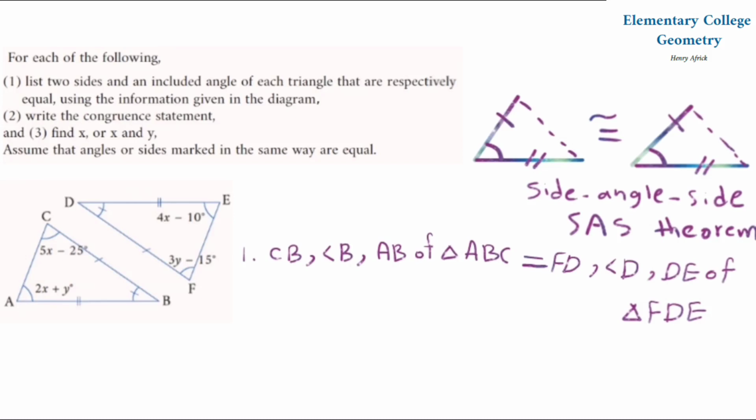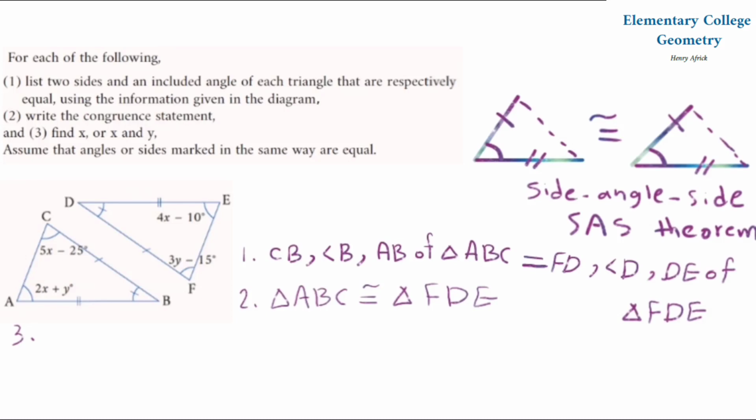So due to the side angle side theorem, we can conclude that these two triangles are congruent. So the triangle of ABC is congruent to the triangle of F. And now we can find x and unknown angles.